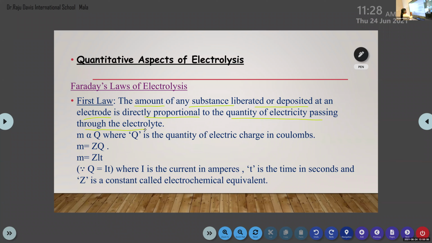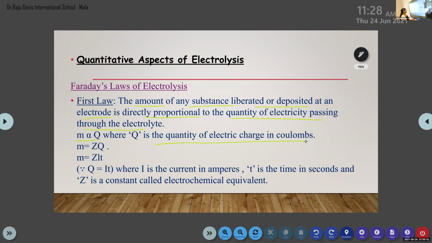So we can represent it as M is proportional to Q. M means mass of the substance, that is, the mass of the substance liberated or deposited at the electrode. Q means the quantity of electricity, or quantity of electric charge, in coulombs. Coulomb is the unit of charge. So M is proportional to Q, where Q is the quantity of electric charge in coulombs.